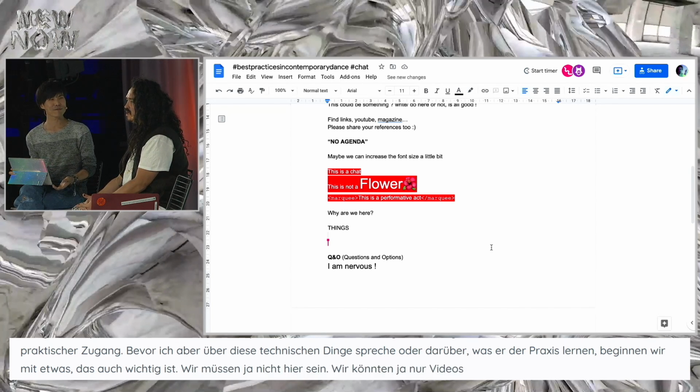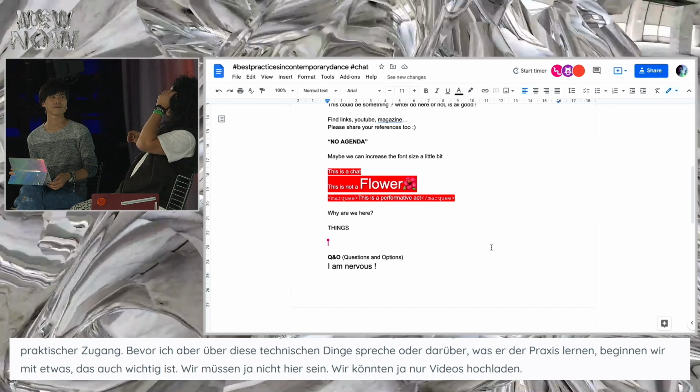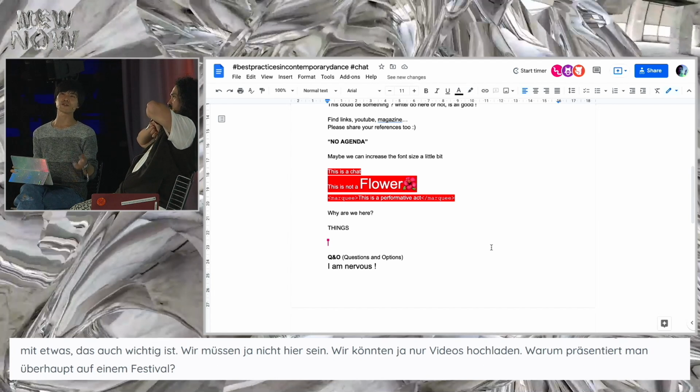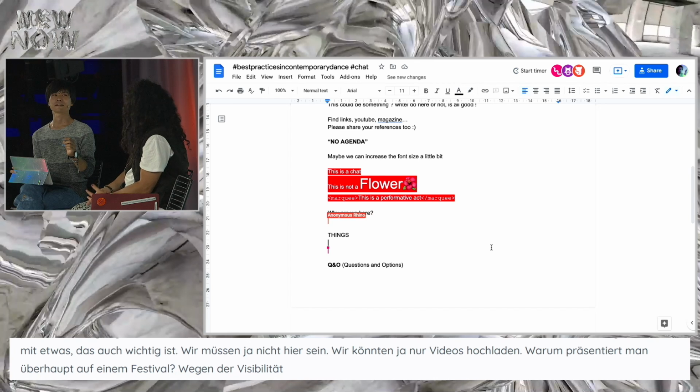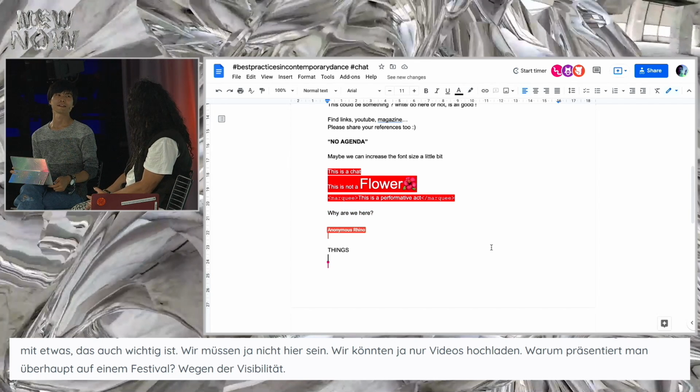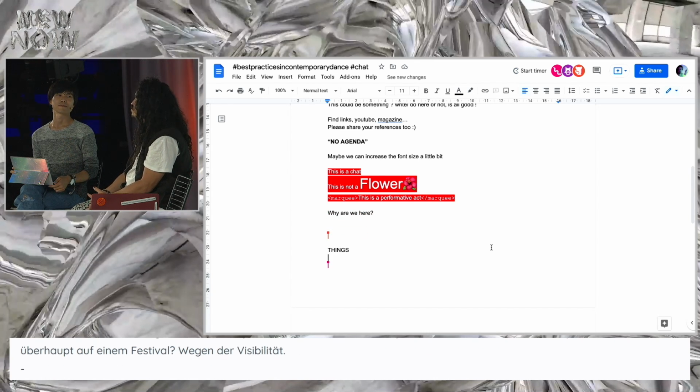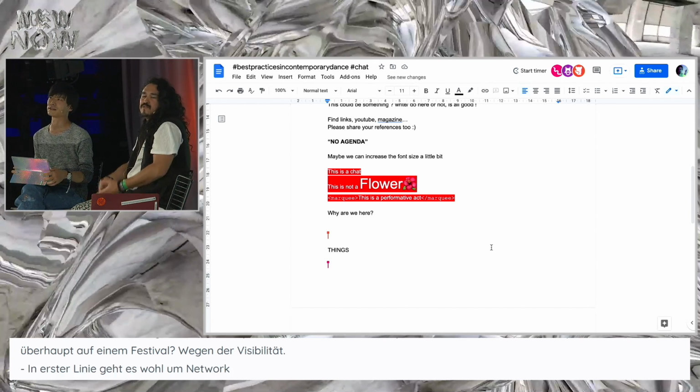I don't know actually why people present at the festival. It's for visibility. You mean in general in festivals? Yeah. For installations, you have to show it somewhere, so I think it makes sense to do it. But at a conference, it's a bit tricky because I think the networking is at the core. So that's politics. Yeah. You see, you cannot avoid politics.